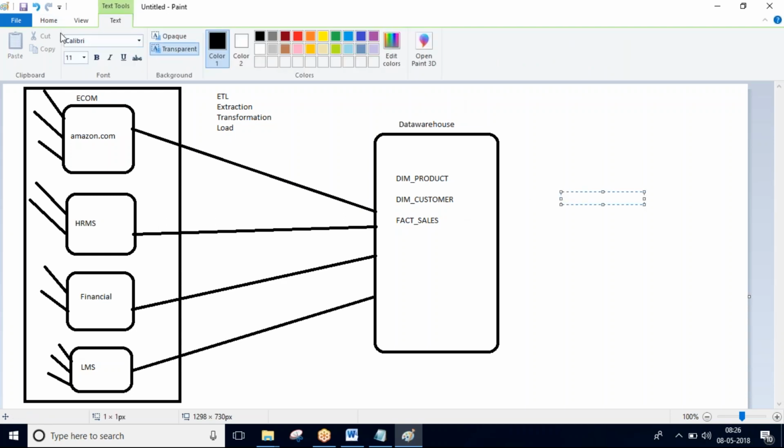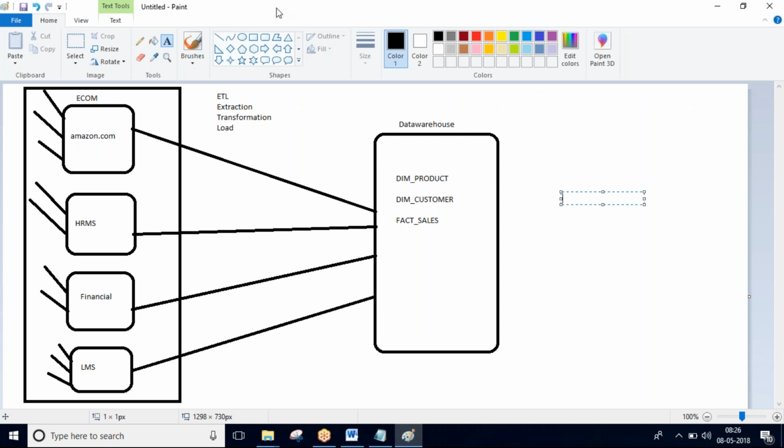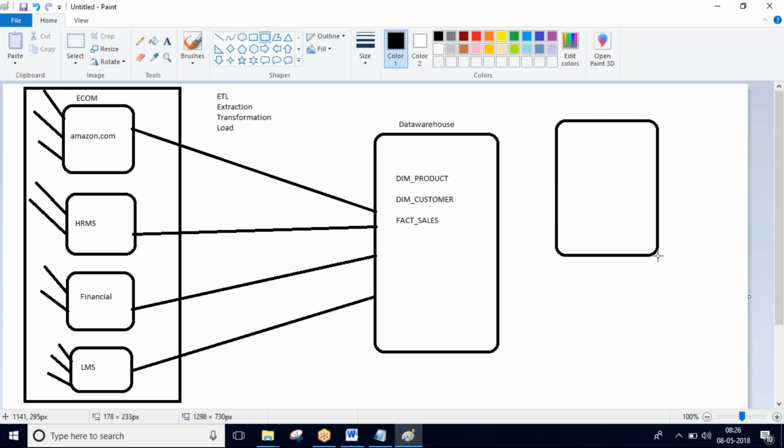Now once the data is loaded, your business users have to analyze the data. How are they going to analyze the data? The tools which help you to analyze the data are called business intelligence tools. So what is the purpose of these tools? These tools will read the data and represent the business information in the form of reports and bar graphs and all that, right? So this is basically how we represent the data.